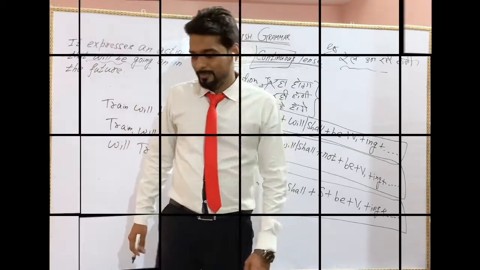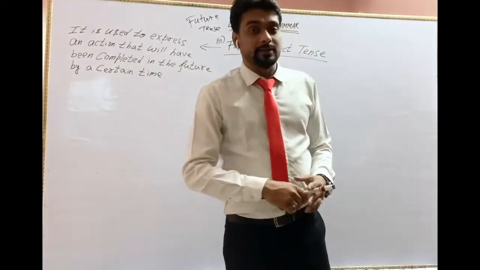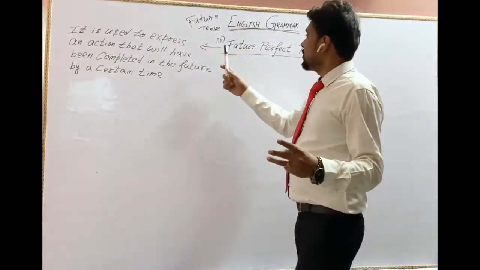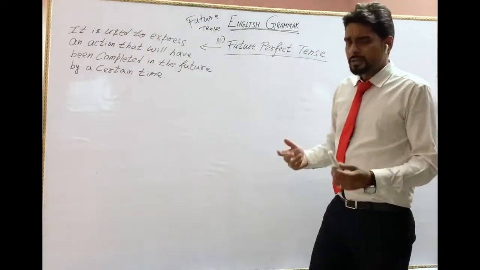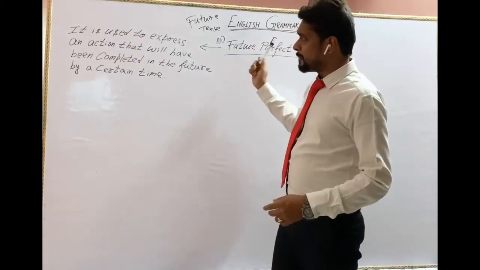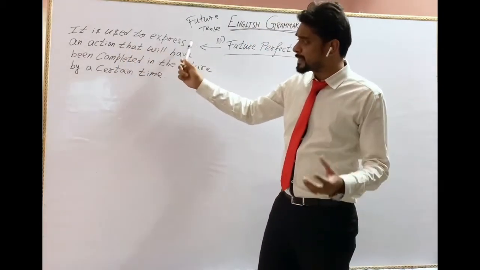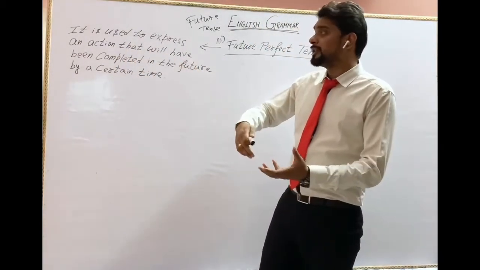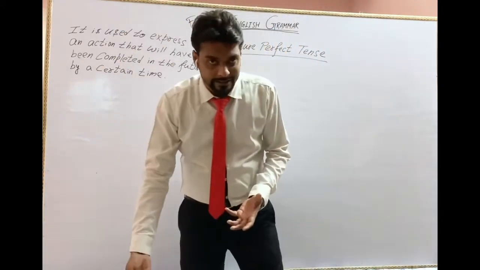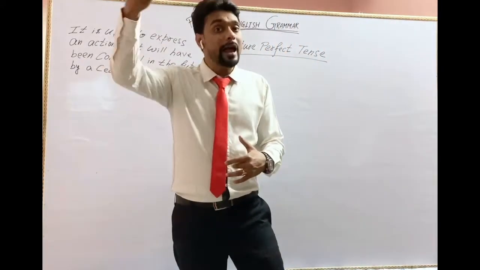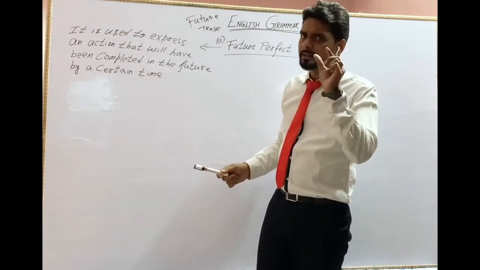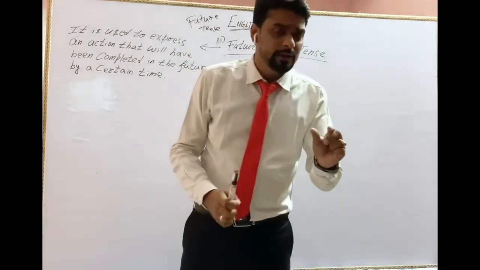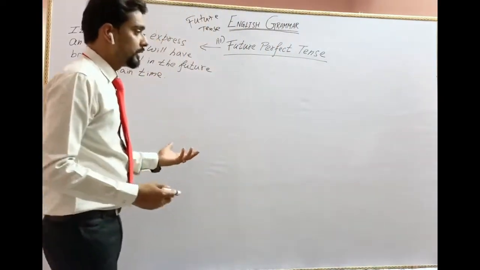Take care. Welcome to the class of future tense. This is the third part now. Third part of future tense, future perfect tense. So what is future perfect tense? Future perfect tense is used to express an action that will have been completed in the future by a certain time. Got it? That will have been completed.